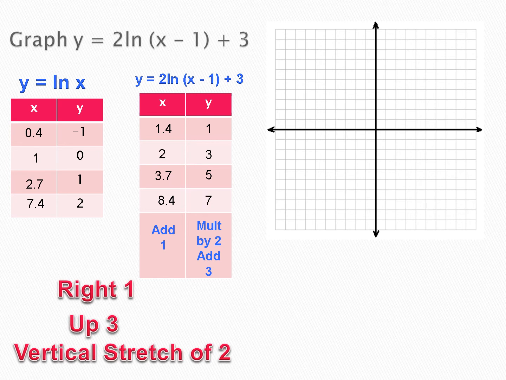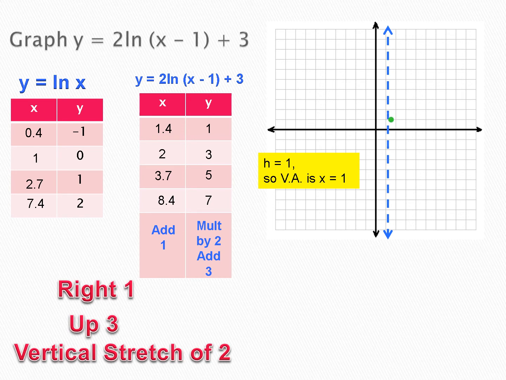But remember, we have to do the vertical asymptote first. Okay? So remember that's x equals h. Well, in this case, h is 1. So our vertical asymptote is going to be x equals 1. There it is. All right, now we're going to graph our points.